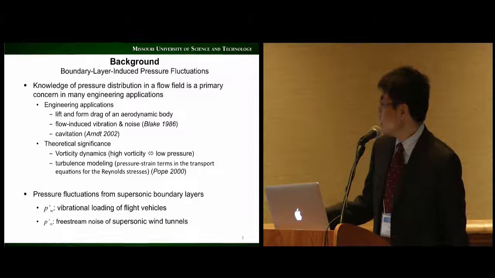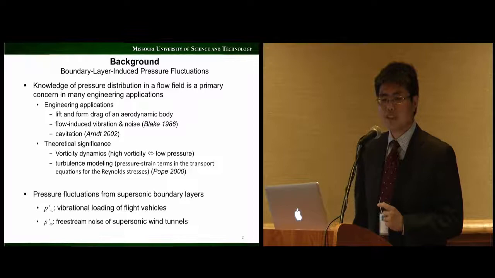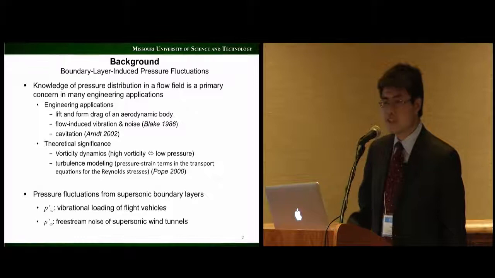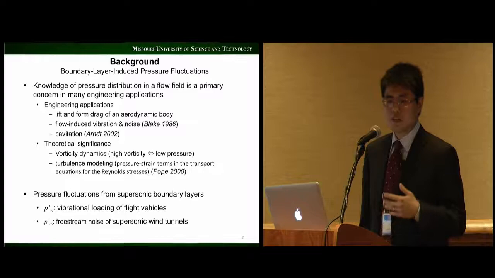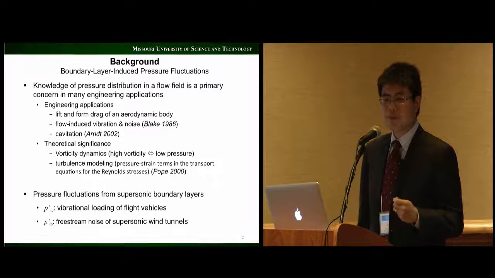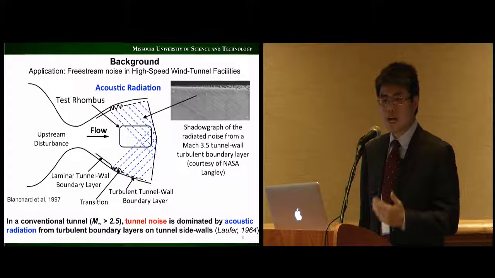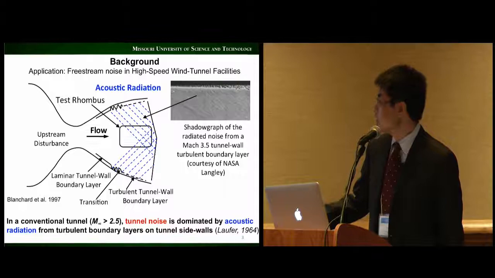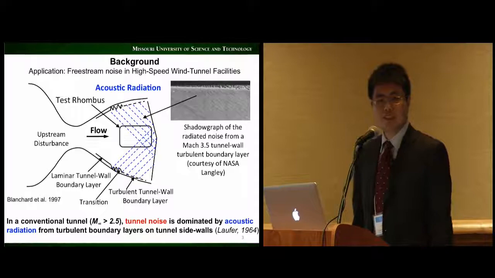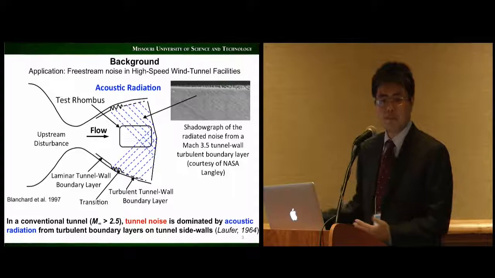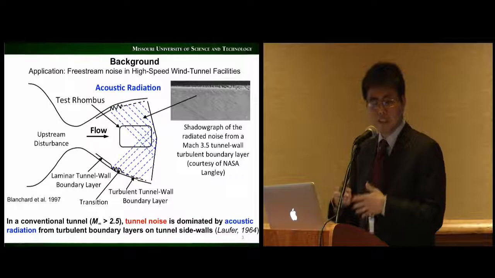For our study, our focus is on supersonic boundary layers. For this specific type of flow, pressure is important, for example, for the vibrational loading of flight vehicles, and that is the wall pressure fluctuation. If you're talking about the pressure fluctuation away from the wall, it's very important for wind tunnel noise. This is a sketch of what's happening in a noisy supersonic wind tunnel. You can see there are different types of noise coming out of the tunnel wall, and this noise will propagate into the test section and influence your measurement. So it's very important for us to understand the detailed spectrum of this pressure field within the wind tunnel.